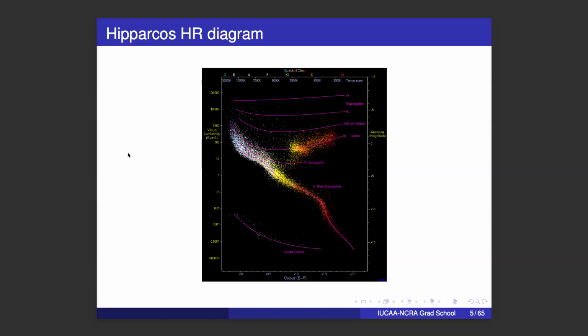Okay, so here you see something interesting. These white dwarfs are distributed along a curve. Okay, they don't all go and sit in the same place. Why do you think that happens? What is changing along this curve?